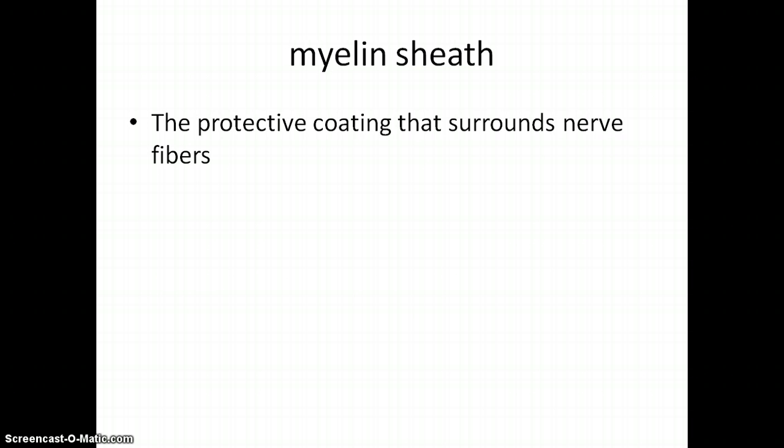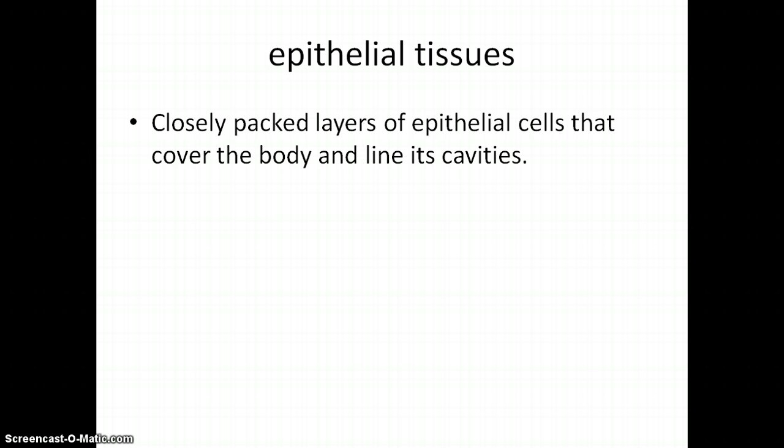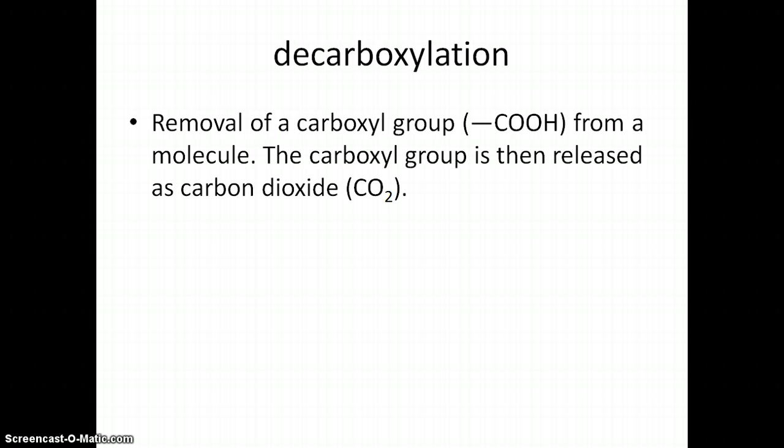The myelin sheath is the protective coating around the nerve fibers. Epithelial cells are very closely packed layers of cells that cover the body and line the cavities.